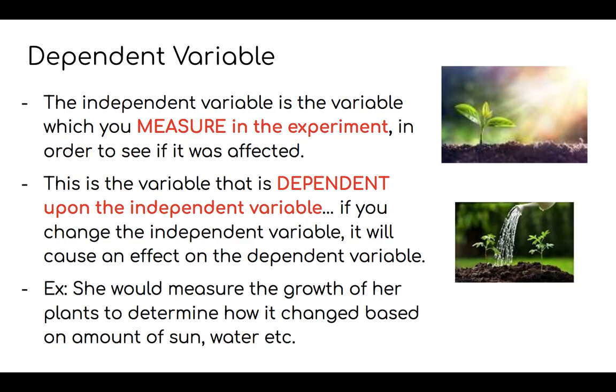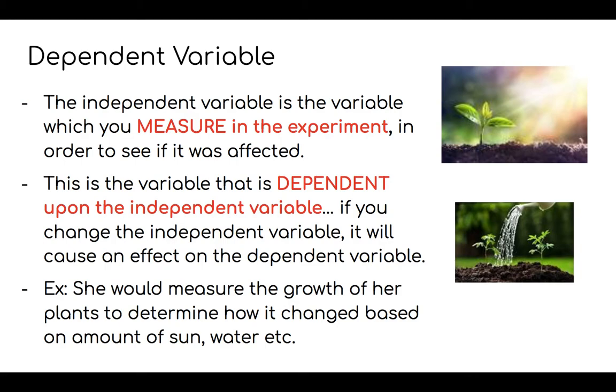So you should say this out loud, pause the video and say this with me. This is the variable that is dependent upon the independent variable. That is why it is called dependent. So this depends on what changes you make to the independent variable. So if I change my independent, my dependent, because it is dependent, is probably going to experience a change as well. And what we want to do is we want to measure it to see what exactly that change was.